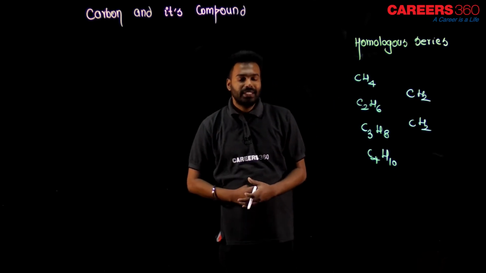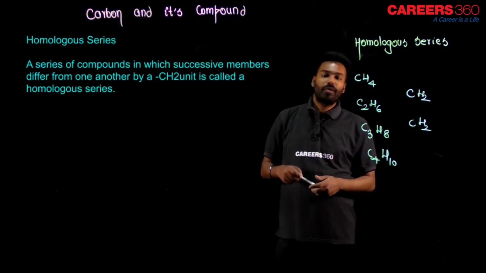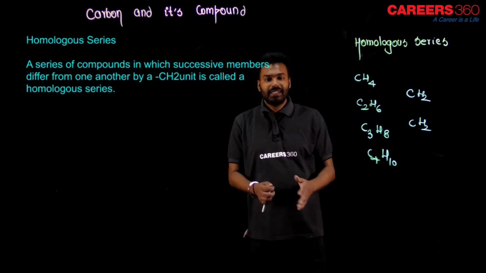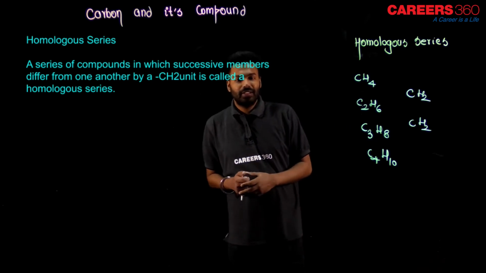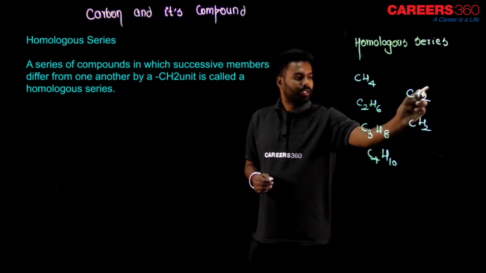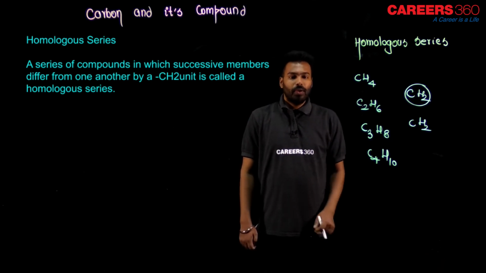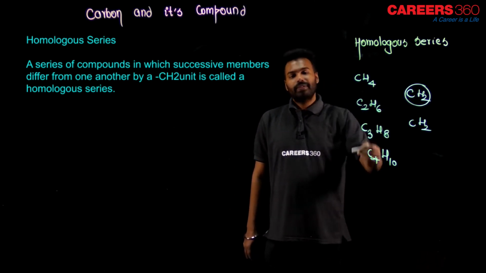Let us see the definition of homologous series now. A series of compounds in which successive members, I mean continuous members, differ from one another by a CH2 unit is called a homologous series. You saw that there is a difference of CH2.